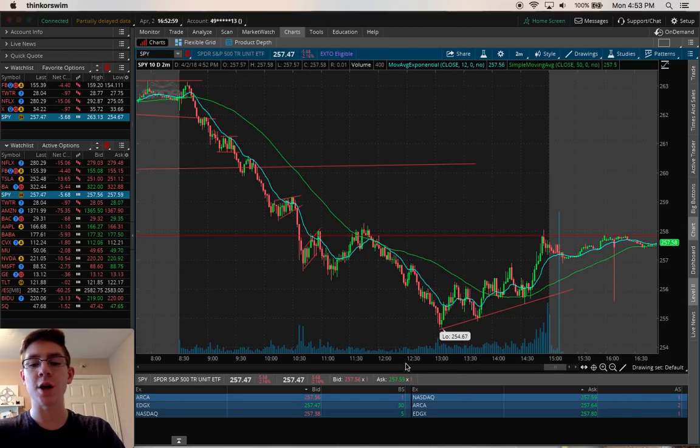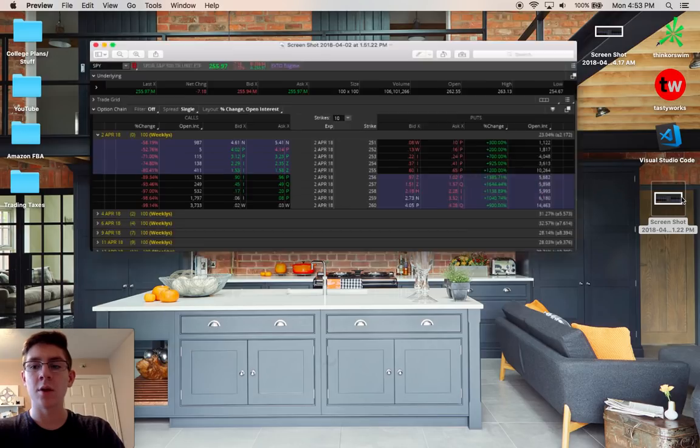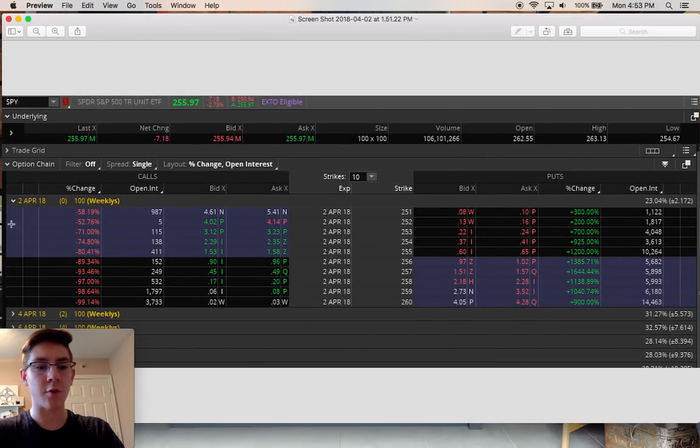So I took a screenshot of the percentage gain for the day that the options looked like for the weekly options, and this is exactly what it looked like. I'm going to have to go in here. This is what it looked like. Let me make it a little bigger here. Okay, so this is the SPY. This is the weekly options here.